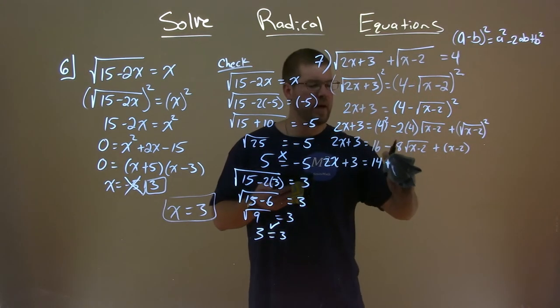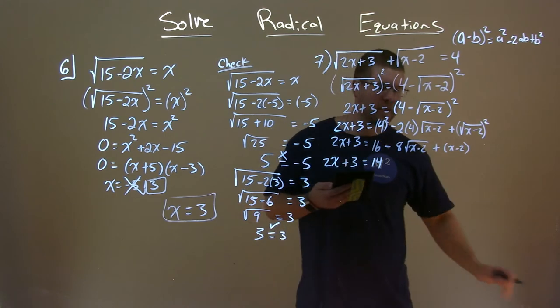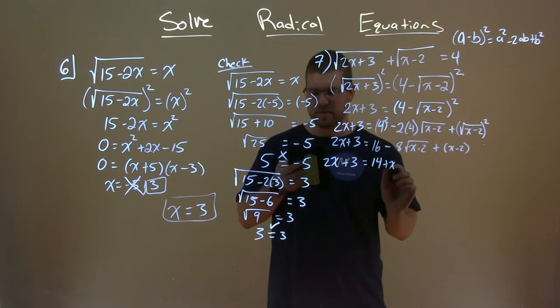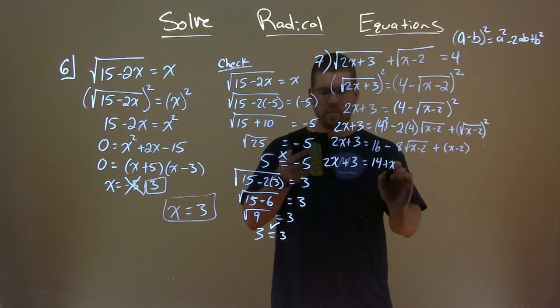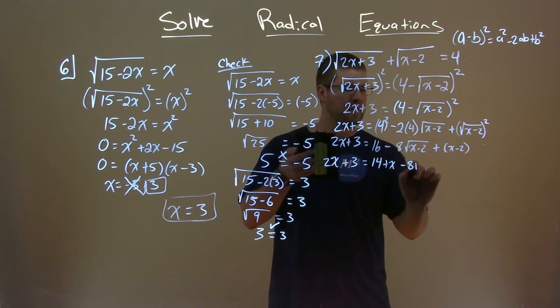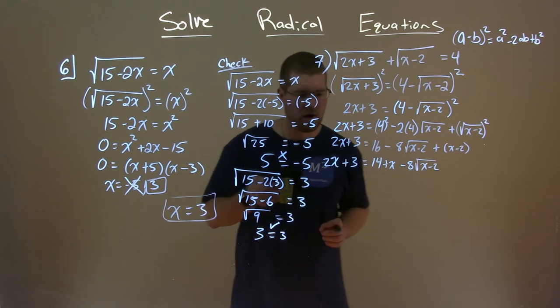I said x, I wrote 8, happens all the time, make sure you catch yourself. Got me in trouble a lot in school, actually. Got a lot wrong by doing that. Plus x, and then minus 8 square root of x minus 2.